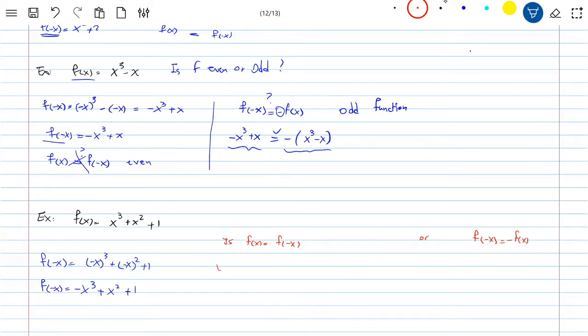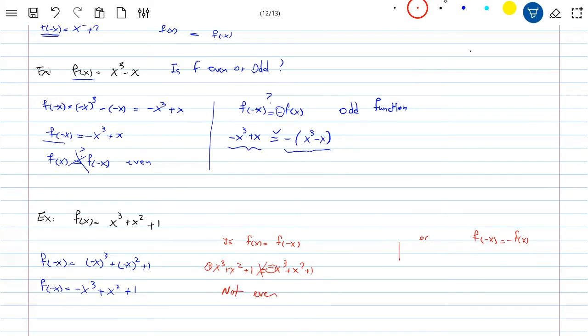F of x is x cubed plus x squared plus 1. Is it equal to negative x cubed plus x squared plus 1? The answer is not really, because this one is plus and here you have a minus. The answer is no. It's not an even function, so not even.